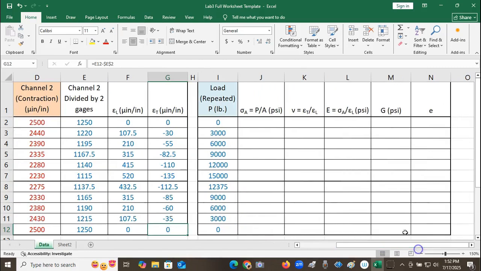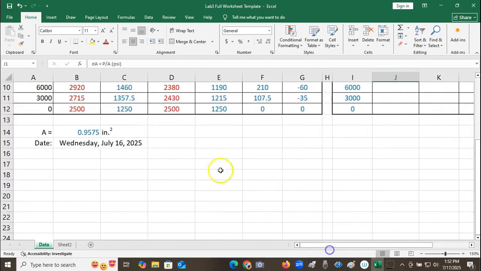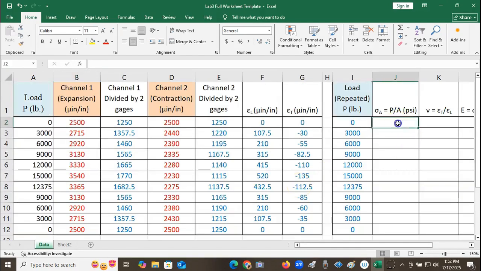Okay, so the sigma A, what is stress? That's load divided by cross-sectional area. So the cross-sectional area, I think, is 0.9575. That's in B14. Okay, so obviously if there's no load on the specimen, then there's no stress. So you can just put a 0 there.